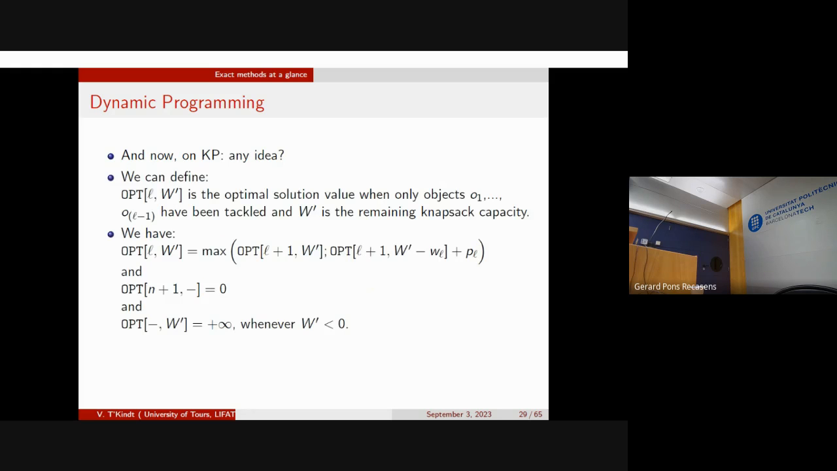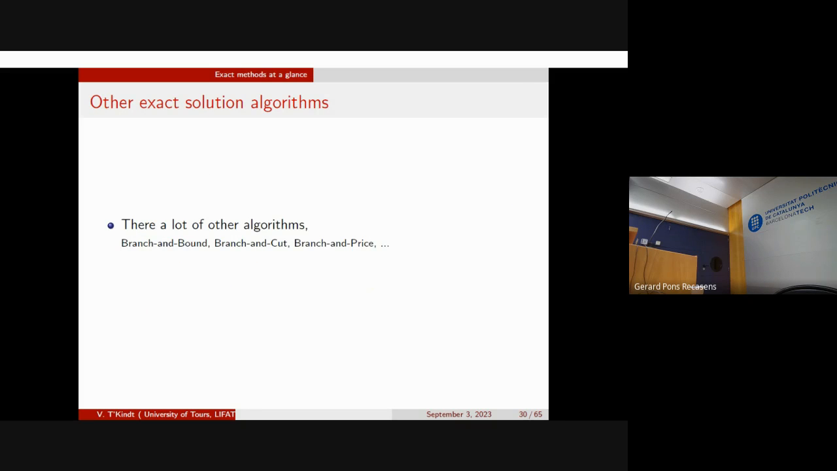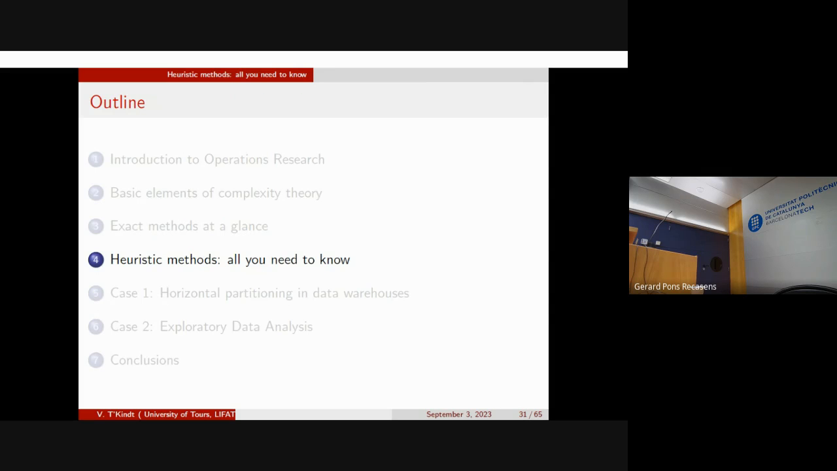On the knapsack, you could do the same, getting this recursive function, and so you can easily program that, implement that, and then you solve the problem. And this works in NW time. This is the very famous DP algorithm from Kissinger. That is the state of the art in the domain for this problem. And there are a lot of other algorithms. I have no time to dig into these, so we stop there for exact algorithms, and we'll switch to heuristic methods. That's in fact all you need to know.